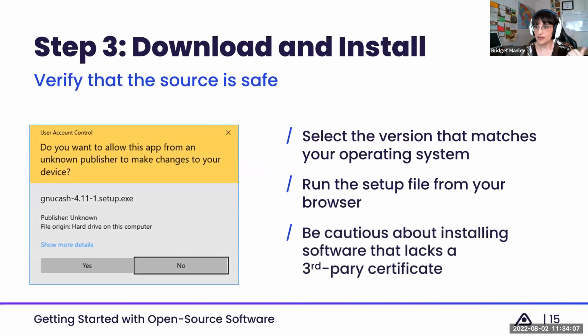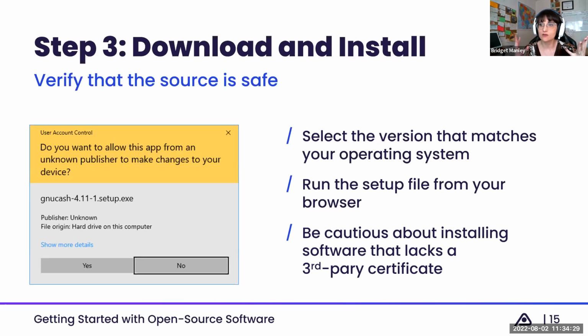Now, again, if the developer didn't get that publicly trusted third-party certificate, you might see a dialog on your computer like that's on the slide. This is from Microsoft Windows. It's a dialog box. The top is yellow, and it says, do you want to allow this app from an unknown publisher to make changes to your device?